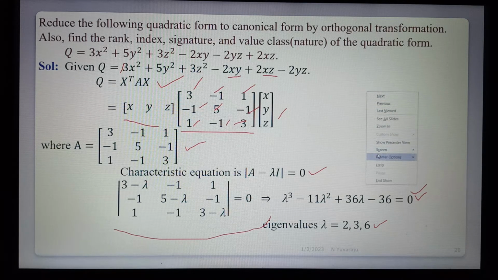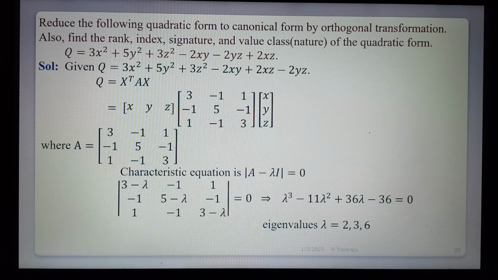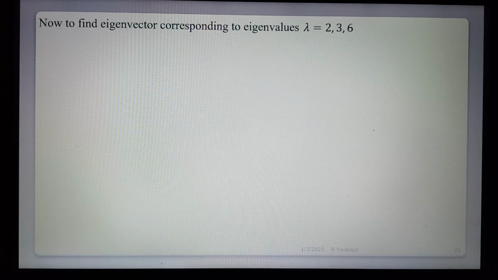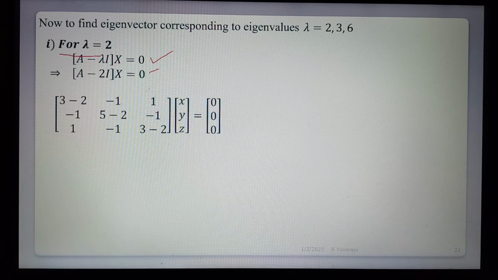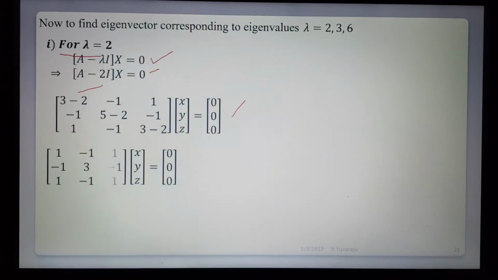Same procedure. Now to find the eigenvectors corresponding to eigenvalues 2, 3, 6. First for lambda is equal to 2, the same procedure: A minus lambda I into x is equal to 0. That is A minus 2I into x is equal to 0. This is a matrix equation. In matrix A, the diagonal elements minus 2, and then simplification.